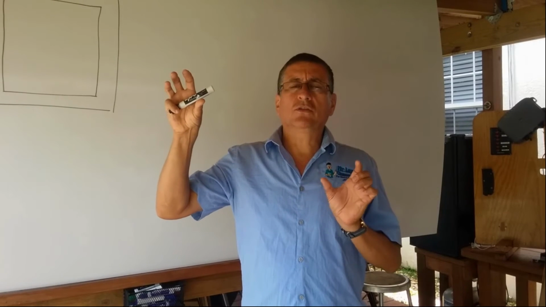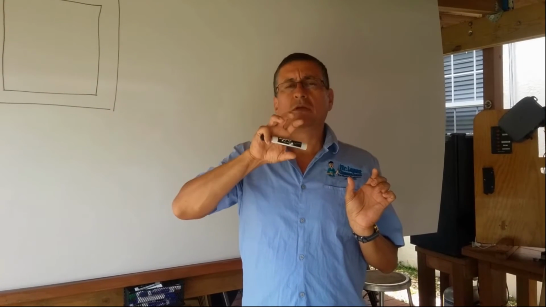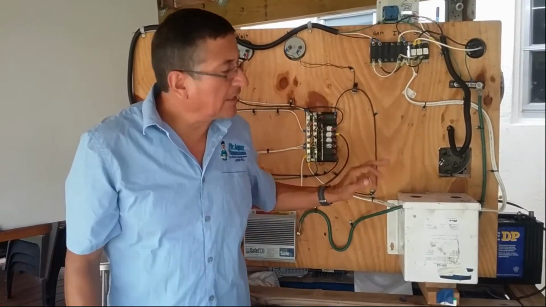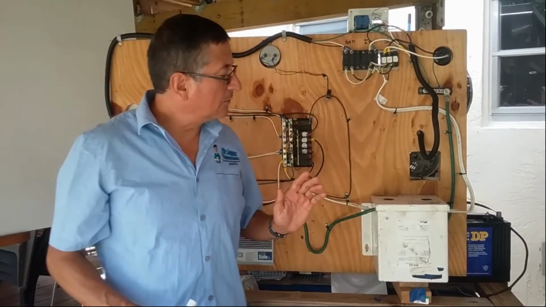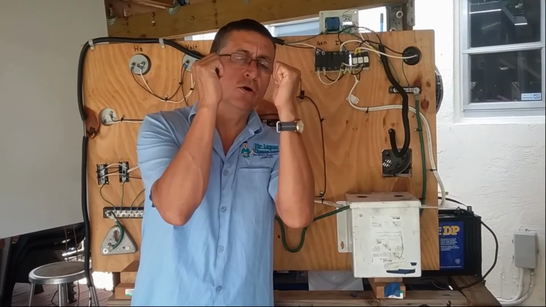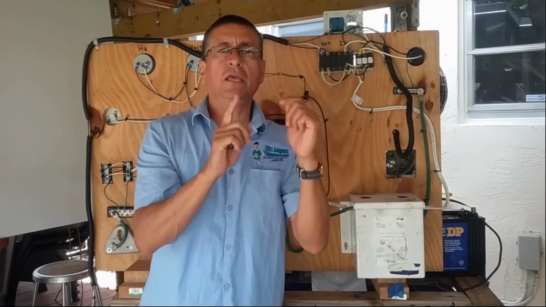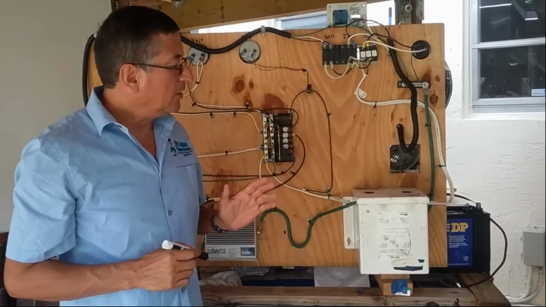In between the switch selector and the main panel, the AC panel, should be located the isolated transformer. In this particular case, I have an isolated transformer. The isolated transformer, remember, has equal coils, equal turns in both sides, in the primary and the secondary, equal amount of coils. What is the meaning of that?